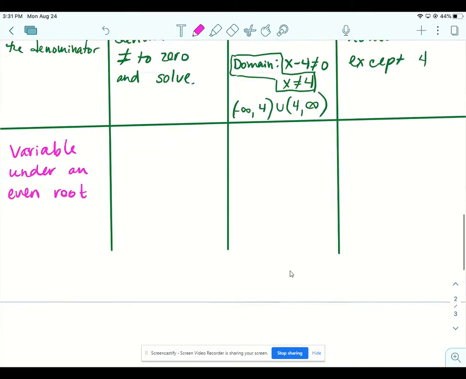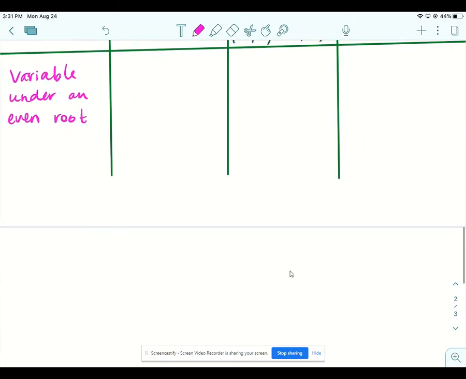All right. Now what you do when that's what you have, the radicand is what's underneath the radical, under the square root or under the fourth root. So you're going to set the radicand, whatever is under the root, greater than or equal to 0 and solve.